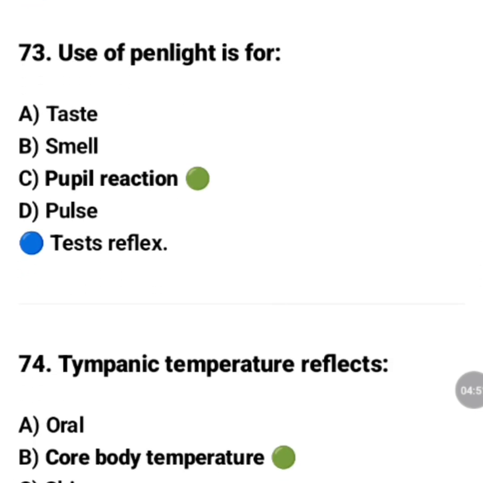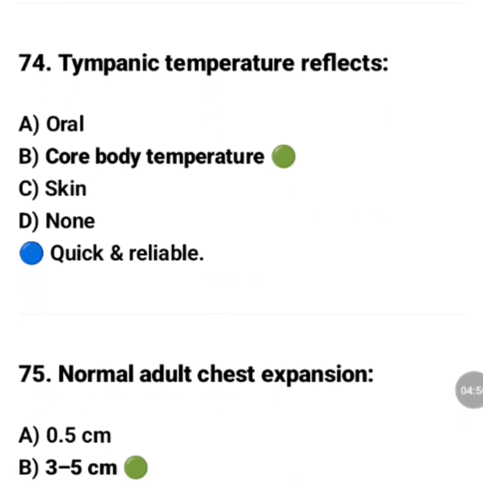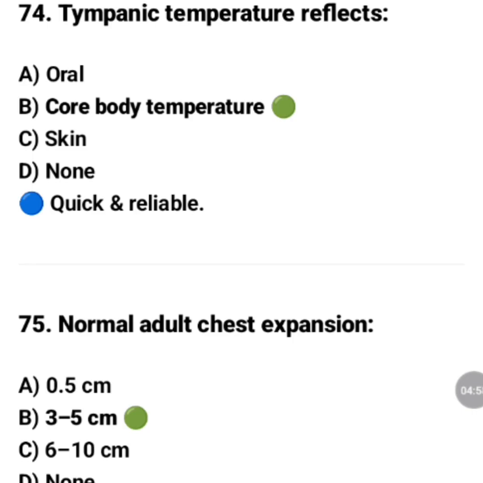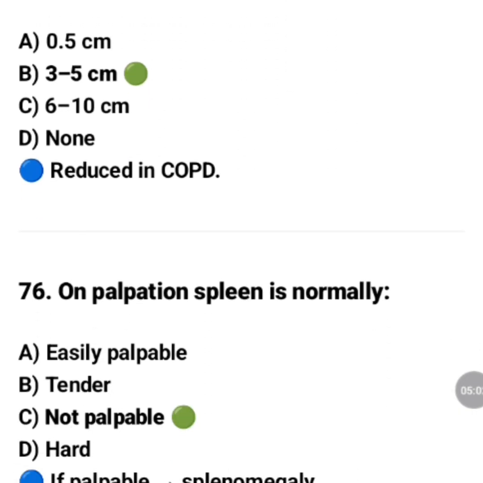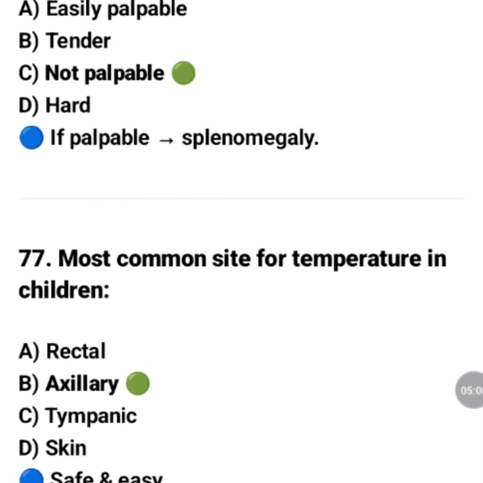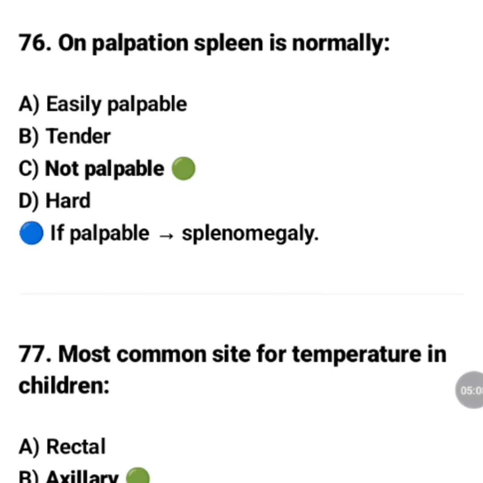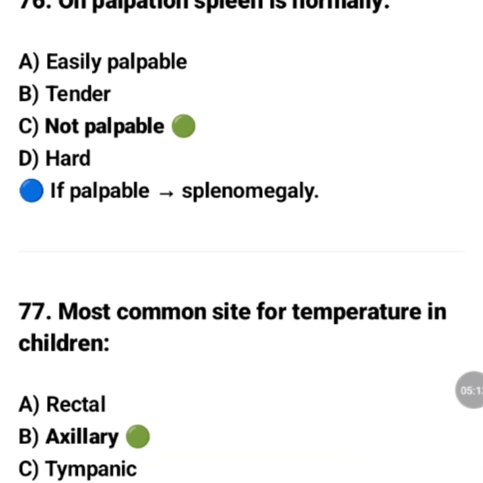Use of pen light is for the correct answer, option C, pupil reaction. Tympanic temperature reflects the correct answer, core body temperature. It is quick and reliable. Normal adult chest expansion, the correct answer is option B, 3 to 5 cm, reduced in COPD. On palpation spleen is normally the correct answer, not palpable. If palpable it is an indicator of splenomegaly.